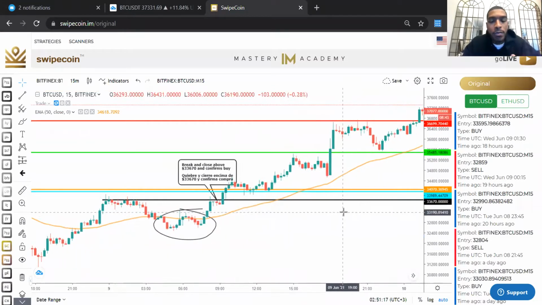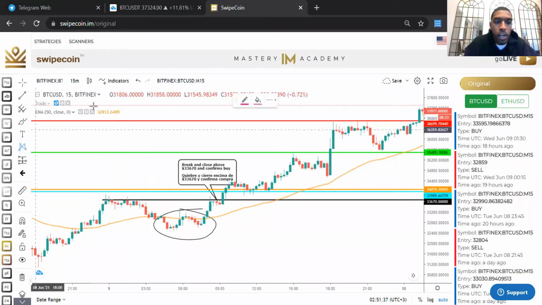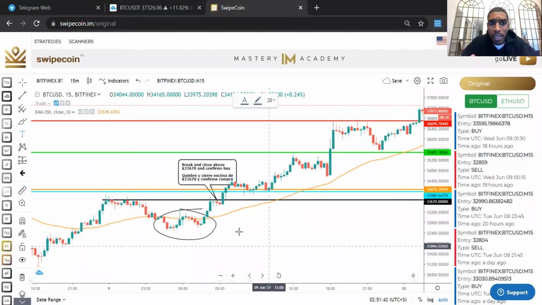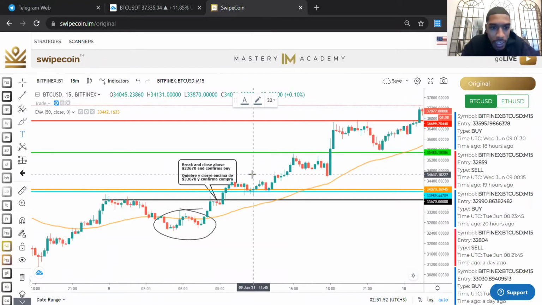But how do you actually count pips on Bitcoin? A lot of people ask me, yo, Wealthy, I rock with the Swipecoin scalper, but I don't really know how to count these pips. Well, it's super easy. Bitcoin moves by whole numbers, so for every single dollar Bitcoin moves, that's a pip. So if price is sitting at 34,000, 1,000 pips is going to be 35,000.